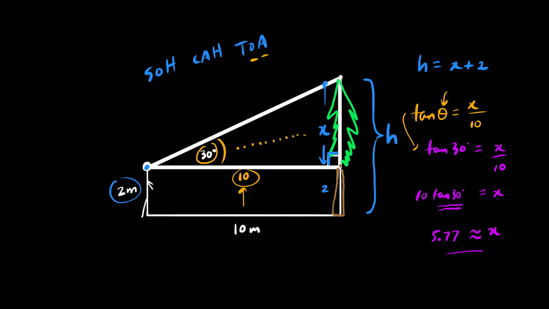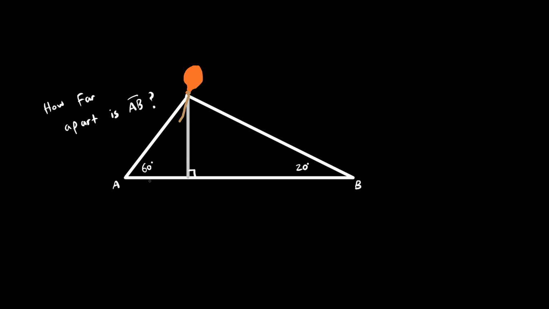Now please don't stop here. We're not done yet. Because the original question was, what's h? What's the height of the tree? So the height of the tree finally is 5.77 plus 2, which happens to be 7.77 meters. This is a very tall tree. All right, let's try one more.